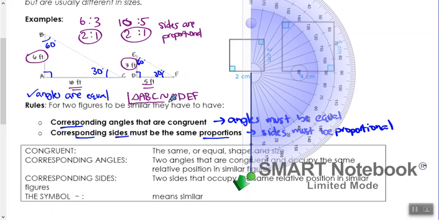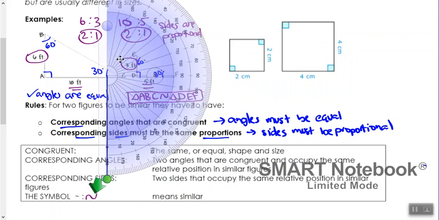Okay, so this little squiggle, since they're not equal, I can't put an equal sign. I can't put a line because that'll look like a subtraction or something. So the symbol for similar is this squiggle. So this squiggle means that you have two shapes that are similar. So triangle ABC is similar to triangle DEF.